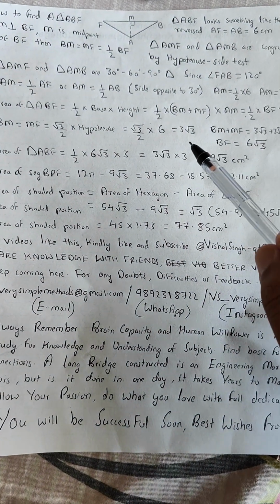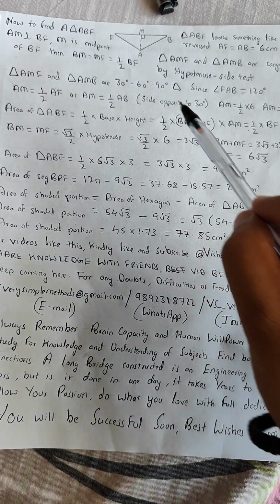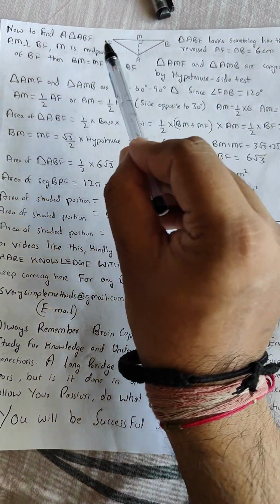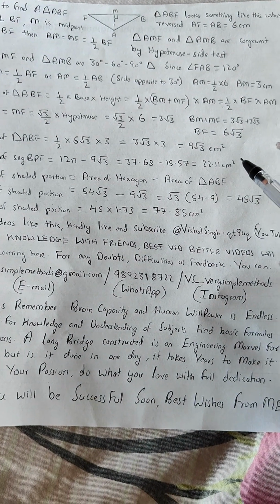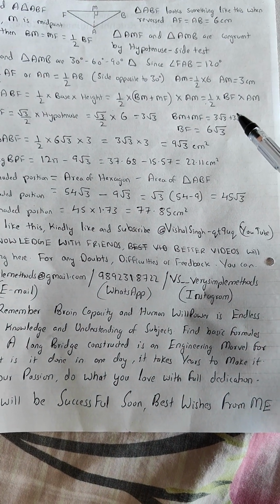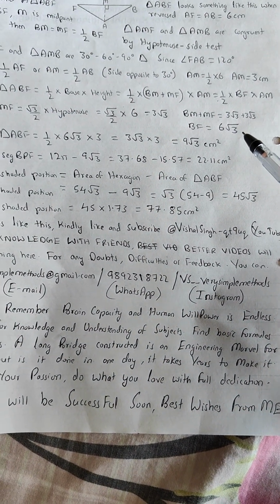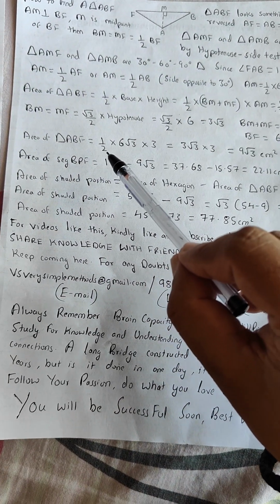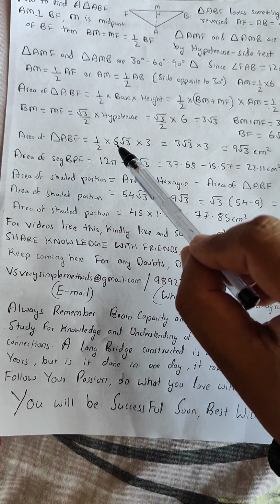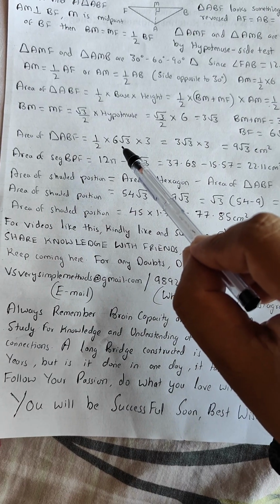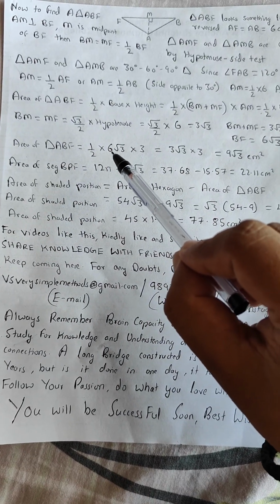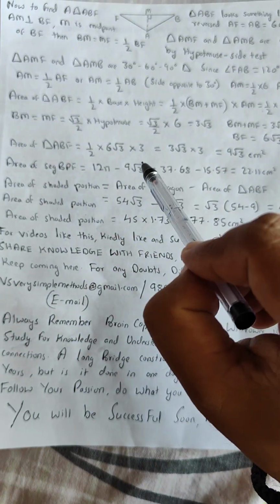This will become 3 root 3. So the total base, I'm talking about the total base BF. The total base BF will be 3 root 3 plus 3 root 3, which will be 6 root 3. Now area of triangle ABF equals half into 6 root 3 into 3. How does it come? Half into base. 6 root 3 आपका पूरा base है, multiply by height.